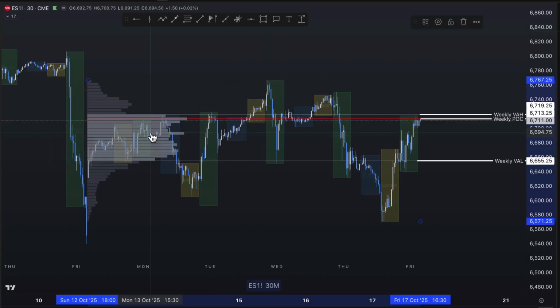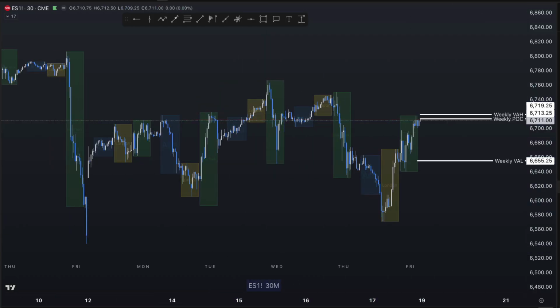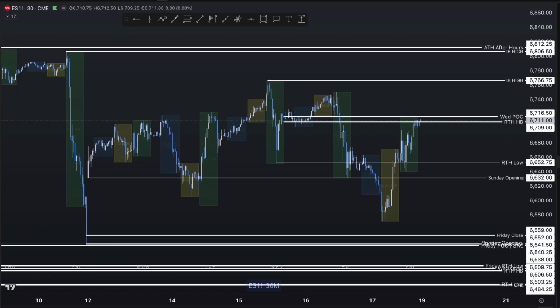All right, let's go ahead and get rid of that. Don't need these levels anymore. I'm going to turn on my session levels and see what I need to get rid of. So the Sunday opening we tested during the week, so I can get rid of that. This RTH low, I wanted to just know where that was during trading on Friday, and I can get rid of that.